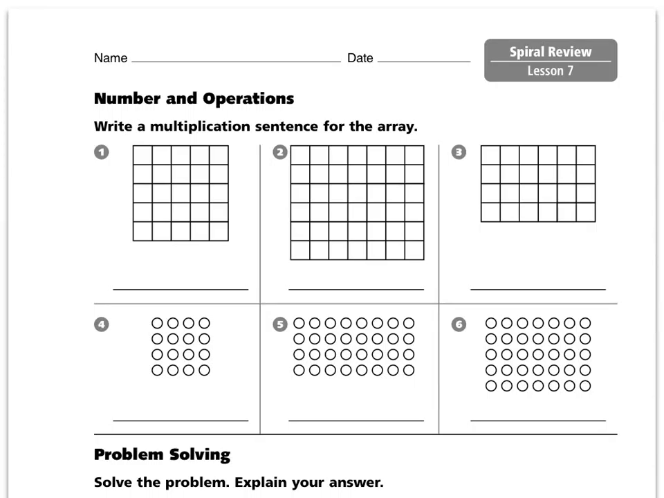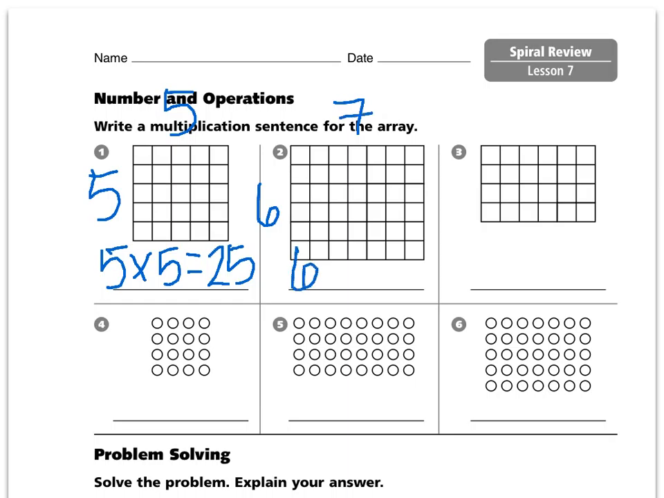Let's look at Chapter 10, Lesson 7 review. Write a multiplication sentence for the array. So I need to find the number of rows, which for number 1 is 5, by the number of columns, which is 5. I write the rows first, times the number of columns, and come up with my answer of 25. For the next one, I have a 6 by 7. Write the rows first, by the number of columns, and this equals 42.